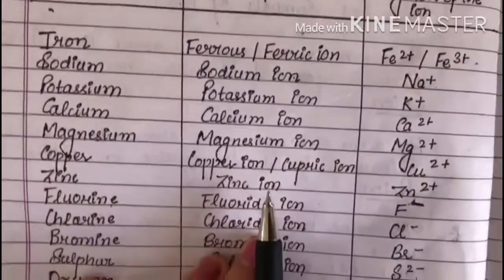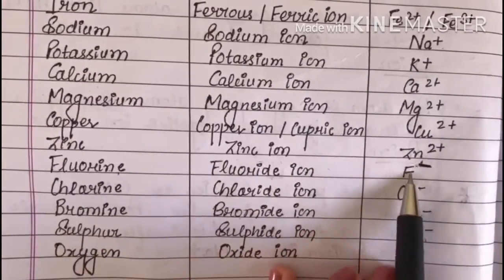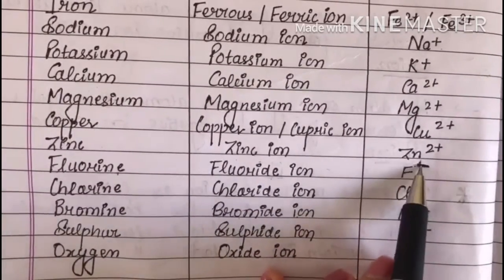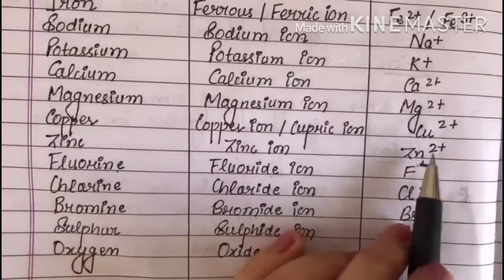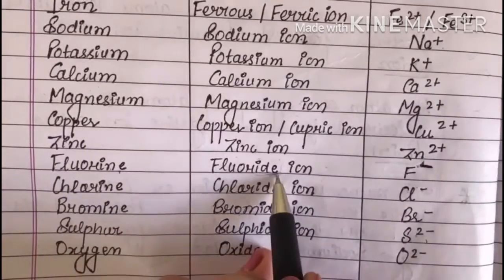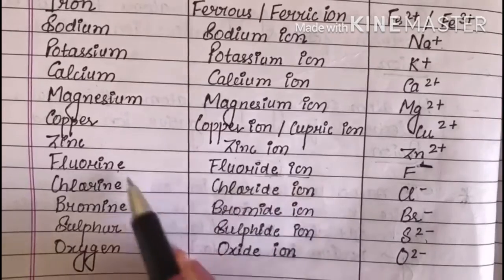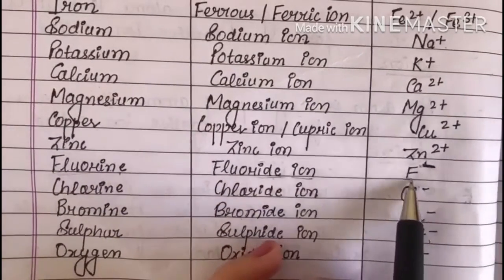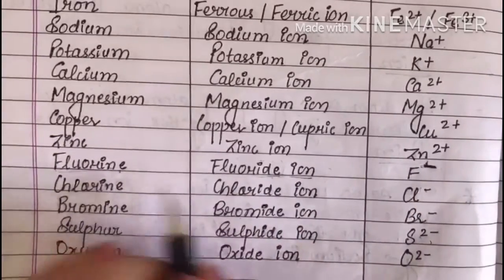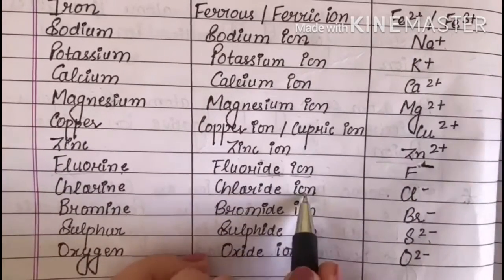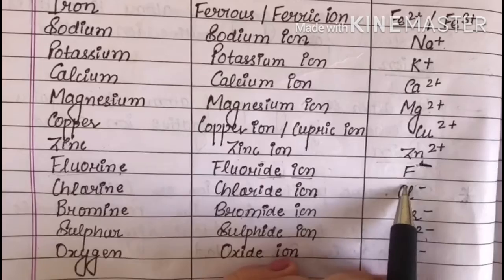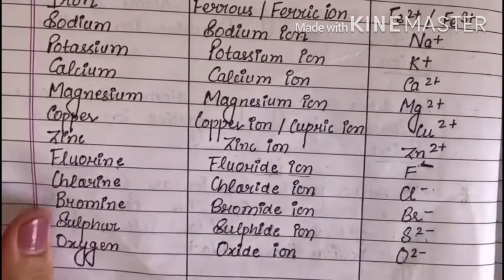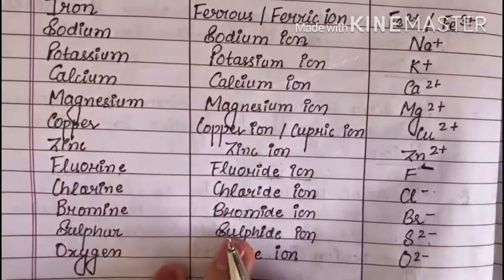In case of negative ions like fluorine, this is F negative. We have read now that in case of negative ions we have to write "ide" first, then the ion. So in case of fluorine we write fluoride ion and F negative. For chlorine, the ion name is chloride ion and the symbol used for chloride ion is Cl negative. So you must learn these symbols and their names.